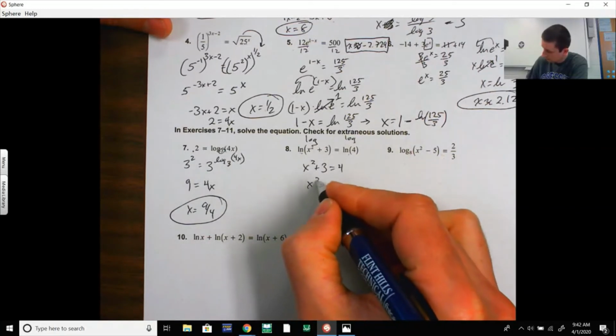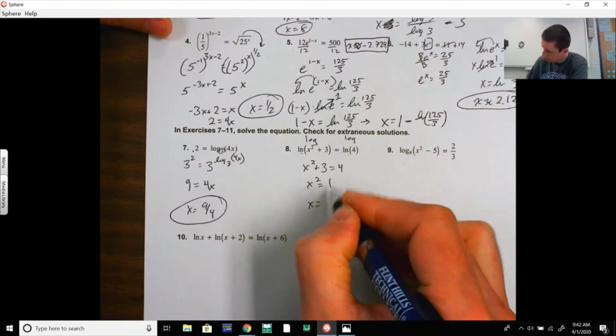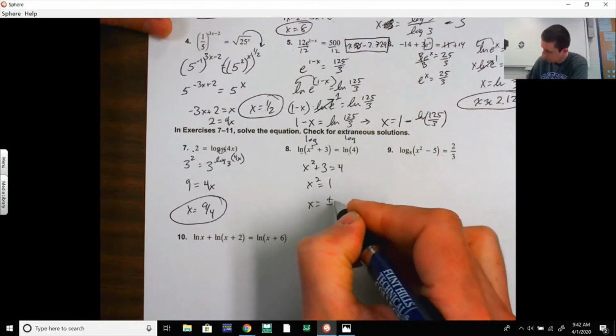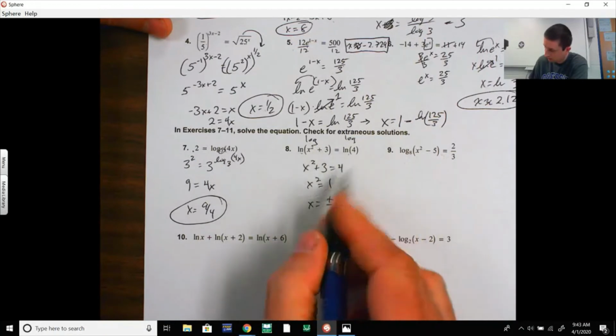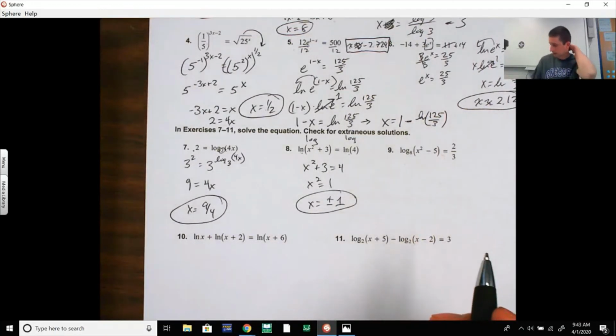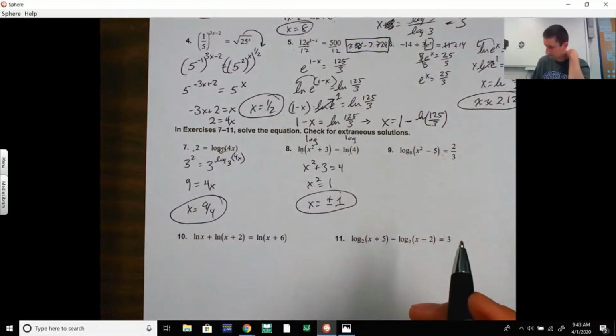So x squared equals 1. Take the square root of both sides, you get plus or minus 1. Both of those would work in there. You can put a 1 in there or a negative 1 in there. You get 2 answers. A lot of times you want to check your answers with this, though.